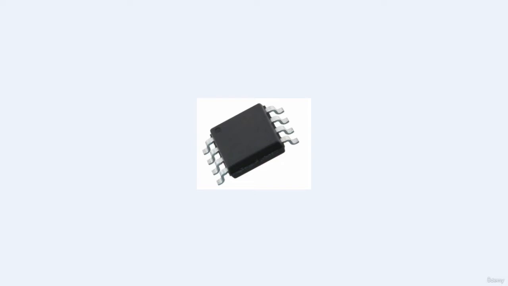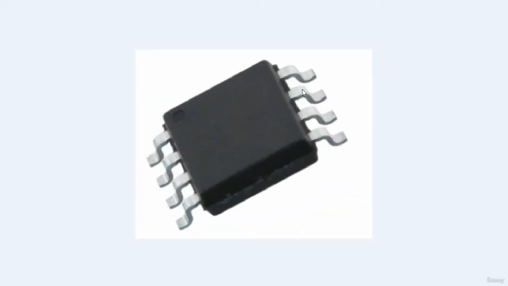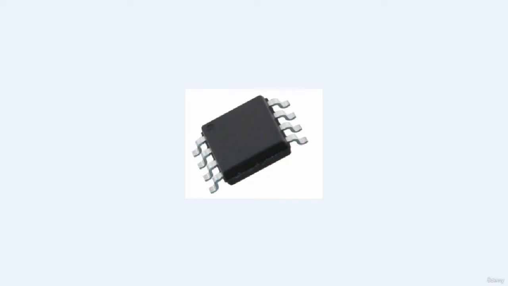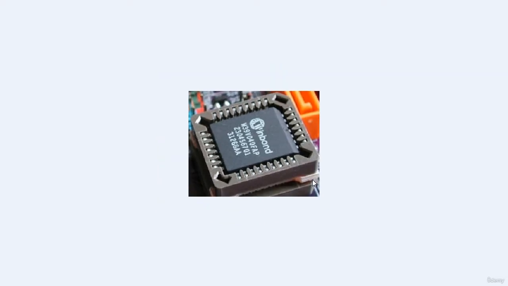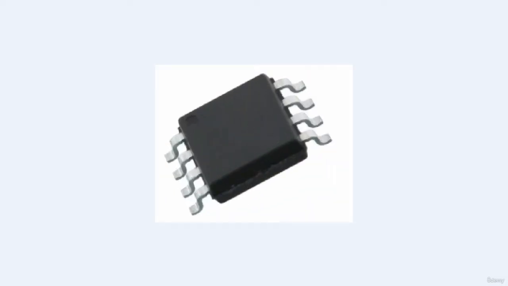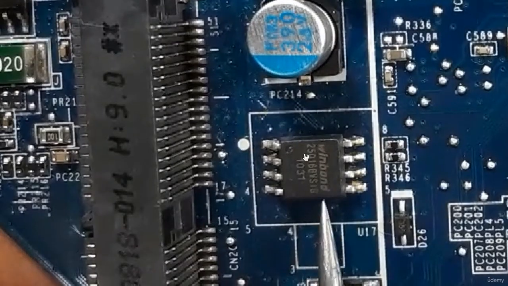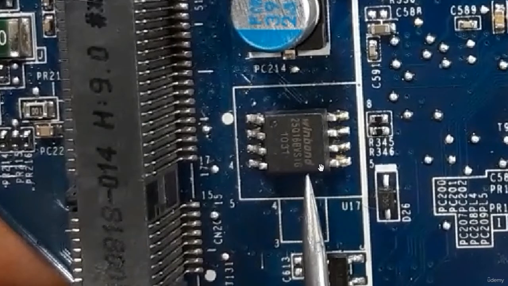Usually the BIOS chip used in motherboards is a BIOS chip with 8 pins, as you can see. But you can also find other BIOS chips, for example like this one, or even an SMD BIOS chip. But as I told you, this is the most common BIOS chip used in motherboards. So let's see what things we will need to program the BIOS.